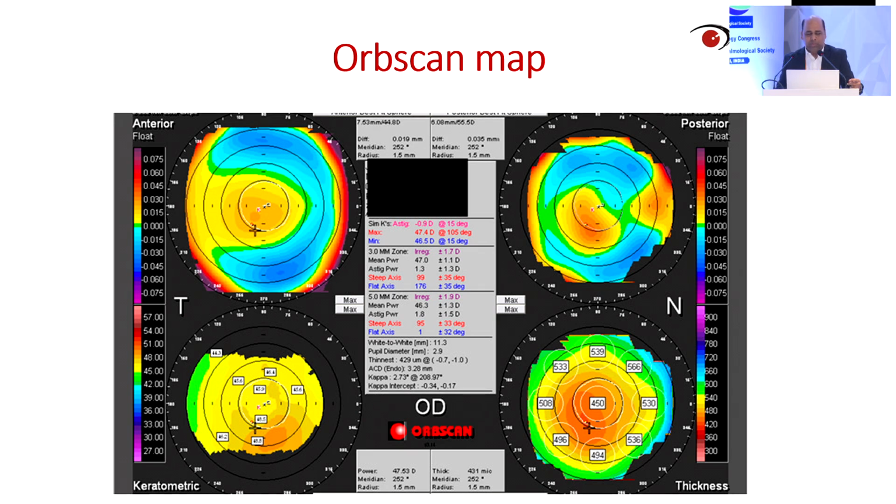You have to look at the abnormality in the 1.5 millimeter zone and 5 millimeter zone. Oh, sorry, 3 millimeter zone and 5 millimeter zone, and you can make a decision. Although the estimation of CCT is slightly lesser in OpScan, it gives higher values. So it's better to go for the Pentacam test.